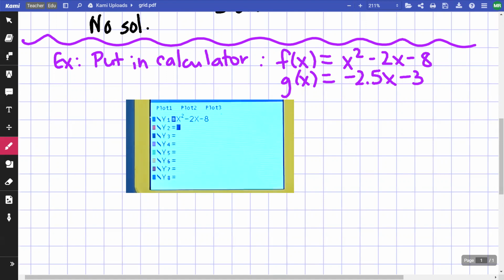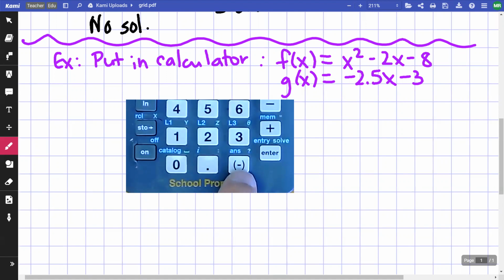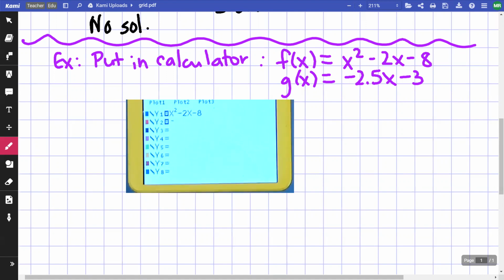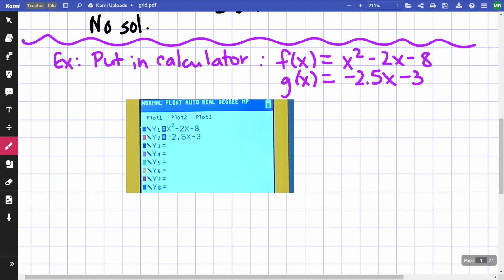Then I'm going to enter in the second equation, which is a negative, and you want to be careful. You're putting in the negative from down here, okay, not a minus, negative down here. And so you're going to type in negative 2.5x minus 3. And we get this, okay?